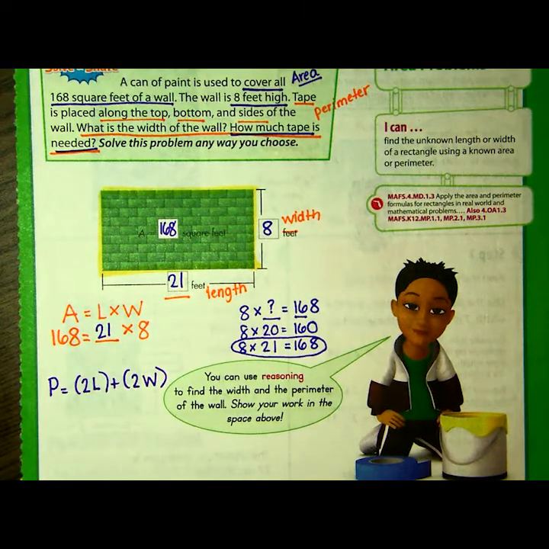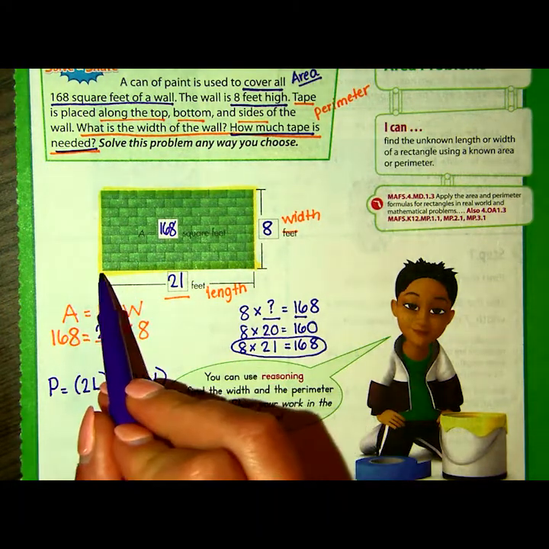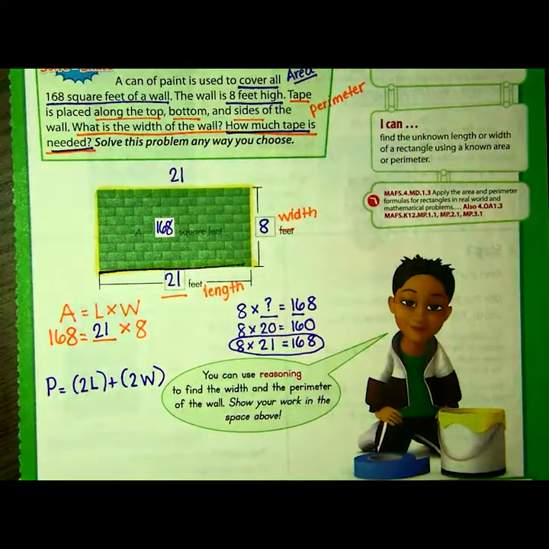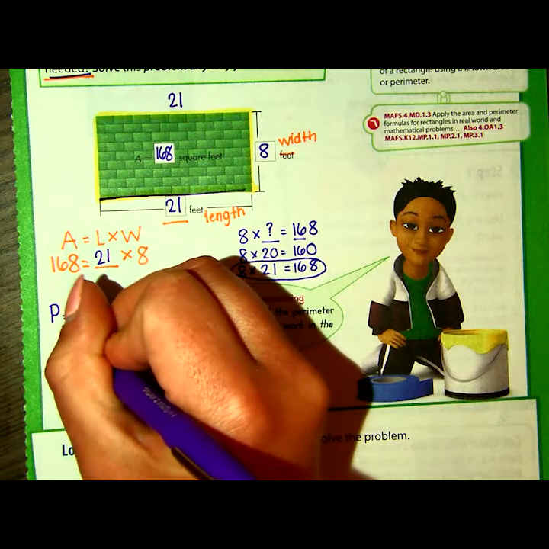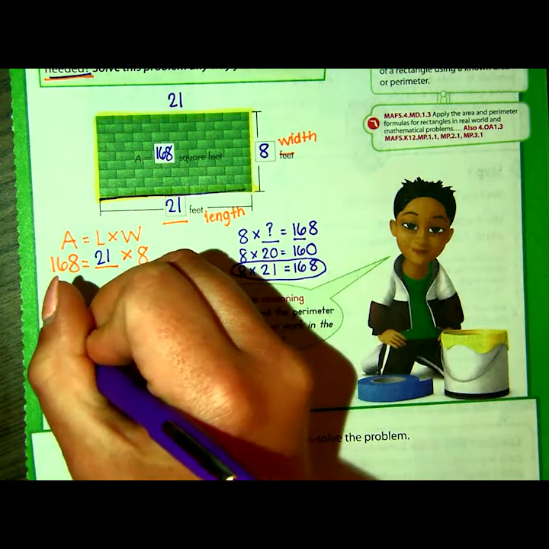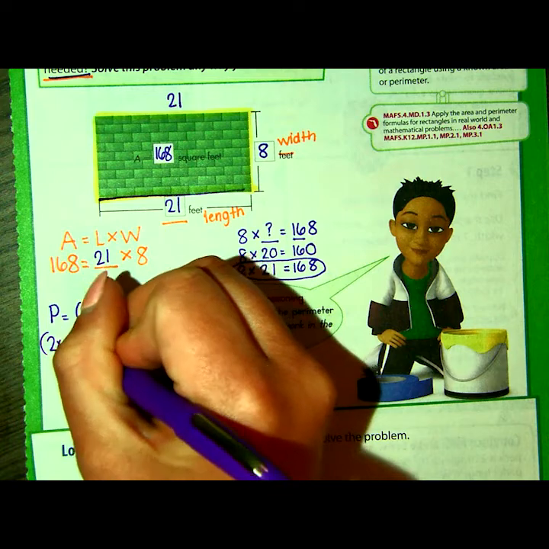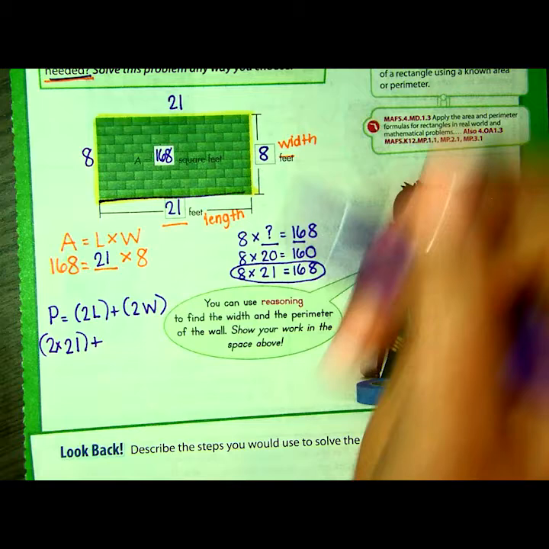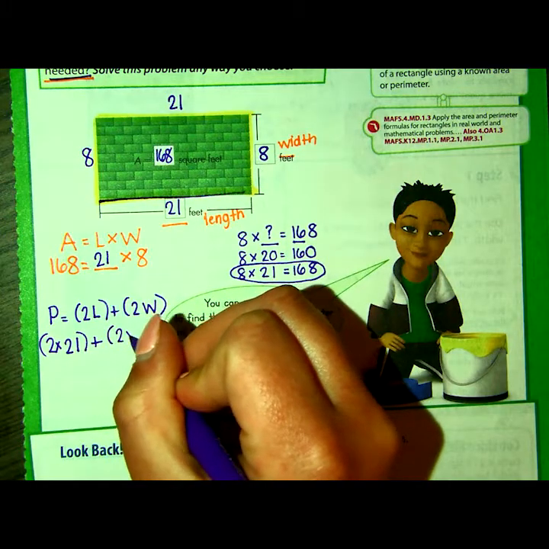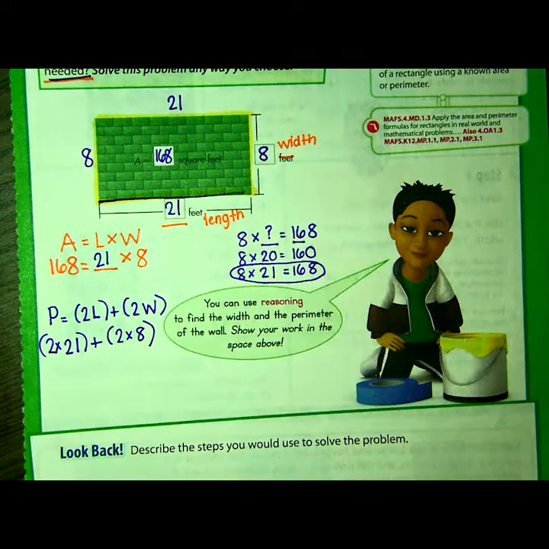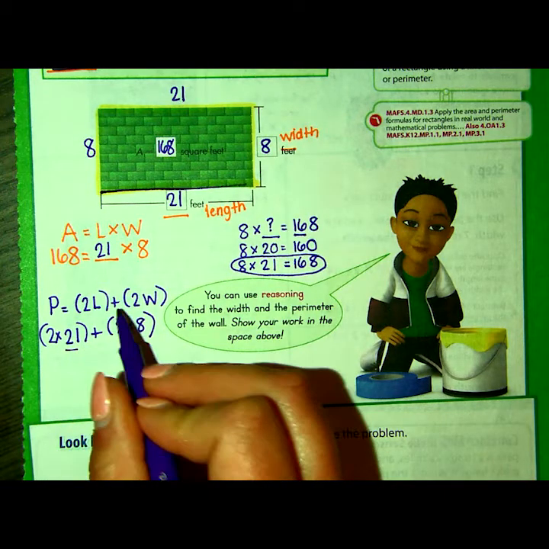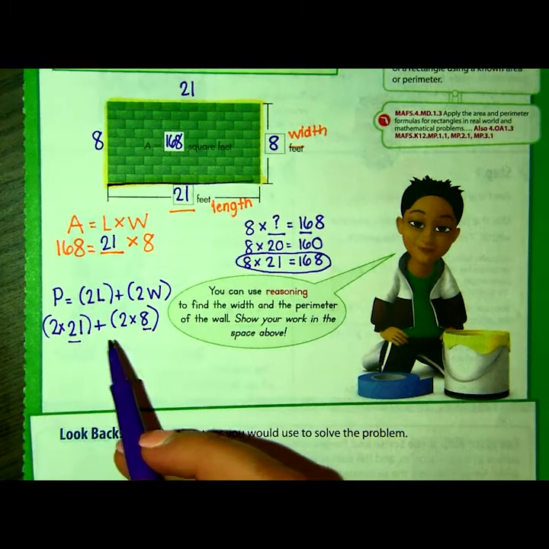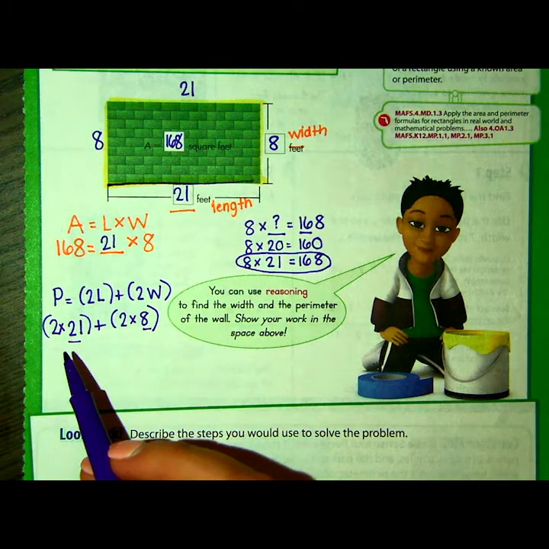That makes sense. So 21, then this side would be 21. That means 21 times 2, plus, then 2 widths. If this side is 8, then this side is 8. 2 times 8. Again, we have 2 sides that are 21 feet and 2 sides that are 8 feet. Some of you like to use this formula. What I've learned is that some of you just like to add up all 4 sides. You're going to get the same answer.